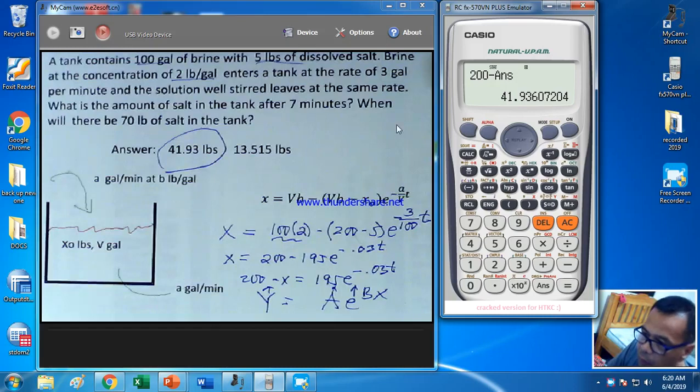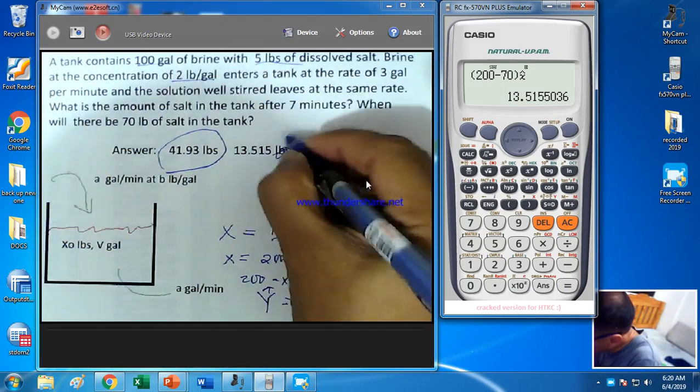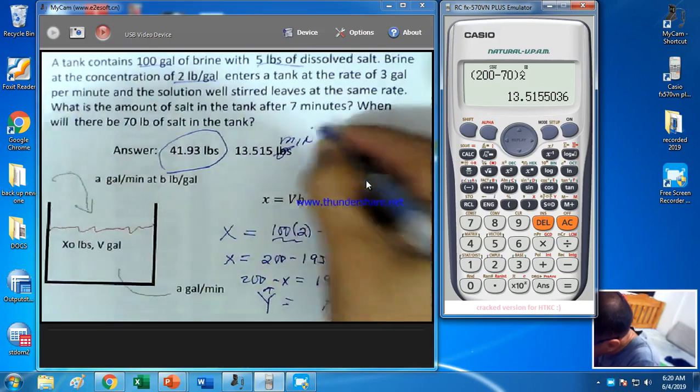And then when will there be 70 pounds of salt? So all you have to do is to subtract 200 minus 70. Look at the model, and then shift 154. So you get the answer. This is 13.51, not pounds, but this is in minutes.